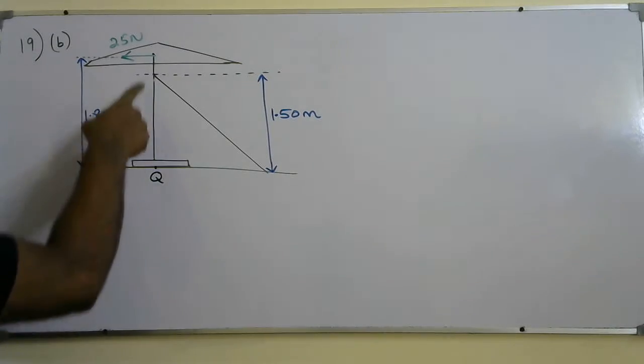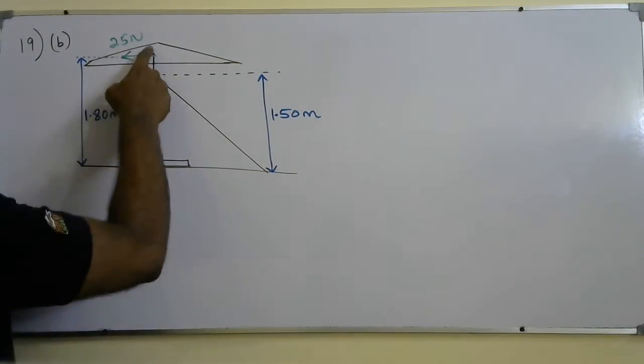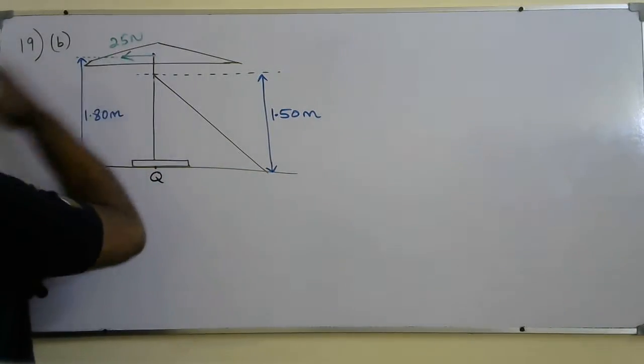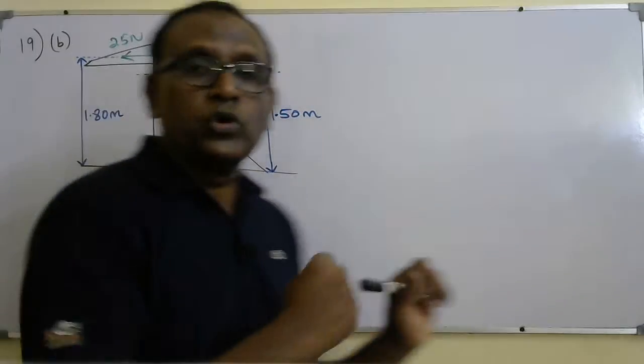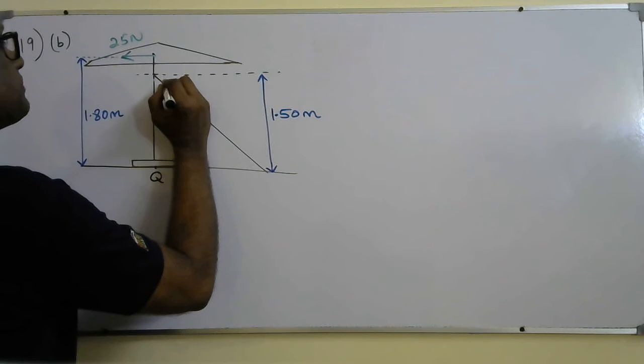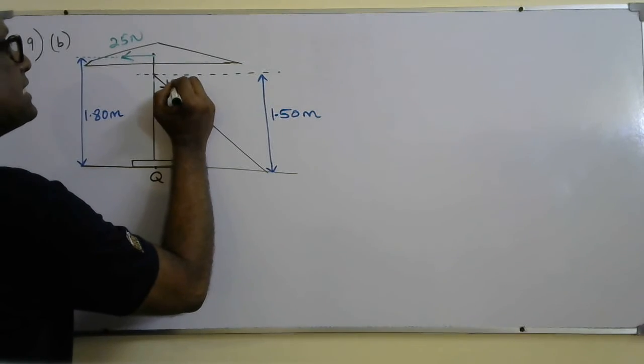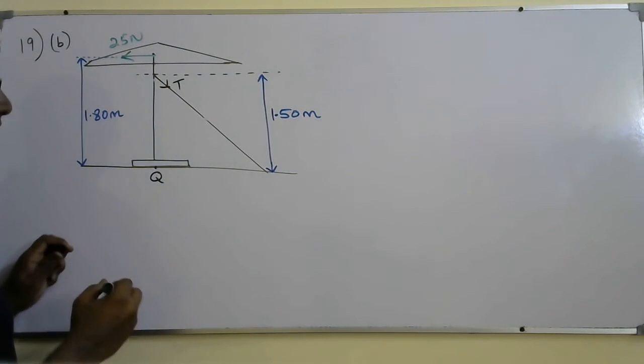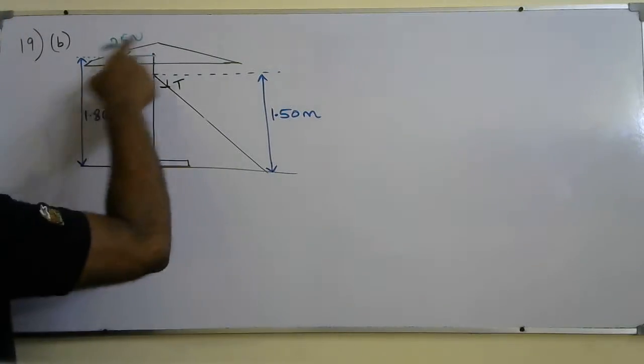So this rope will exert a force on it. It will try to topple it to the left, so the rope will pull it towards the left. The tension of the rope at this position is T, and this is the direction of tension. So I'm going to consider the free body force diagram of the parasol.